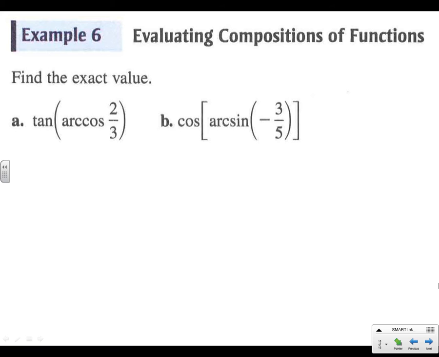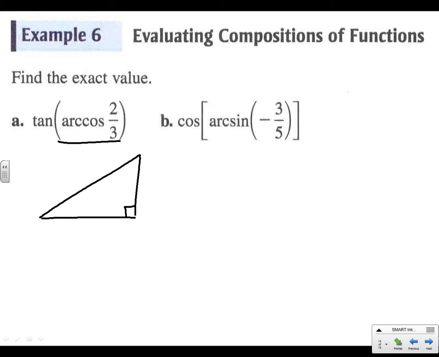All right, example 6. All of a sudden we don't have matching inverse and regular trig functions. We don't have tan with negative tan. So we're going to have to set these up by drawing a triangle. So here's how it's going to work. I'm just looking from the inside first. I'm just looking at the arc cosine of 2 over 3.